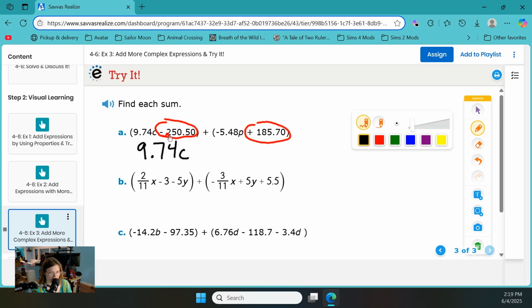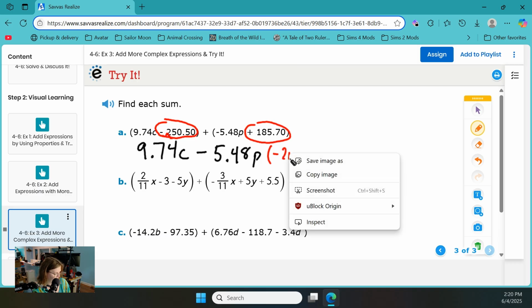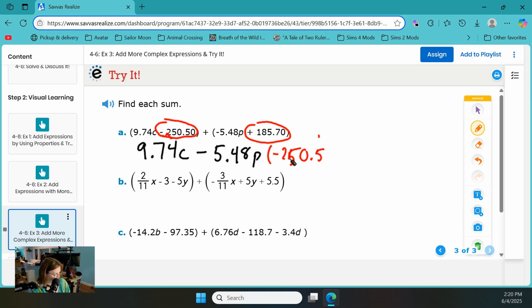It's the only term that has p as a variable. So I'm going to write that next. Since it's negative, I'm just going to write minus 5.48p. And now I'm going to group my constants together. So negative 250.5 plus 185.7.